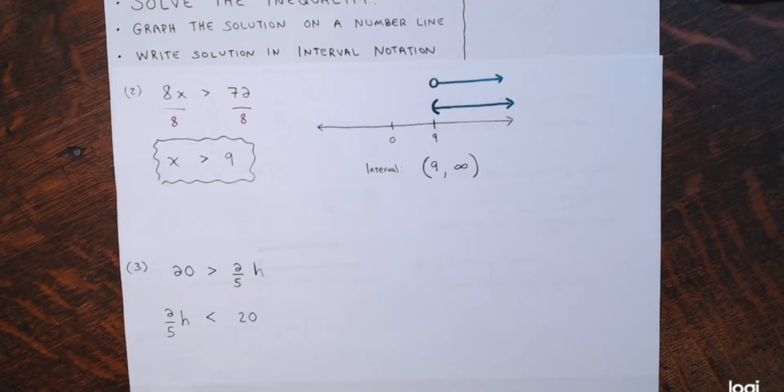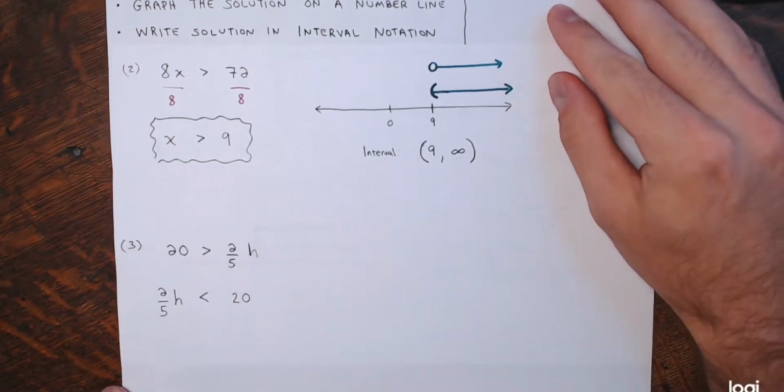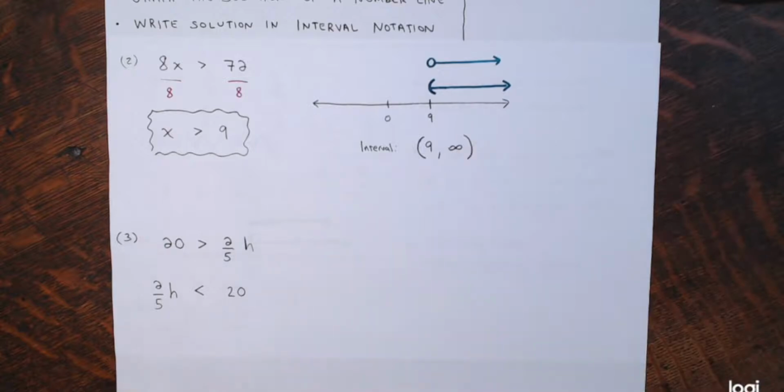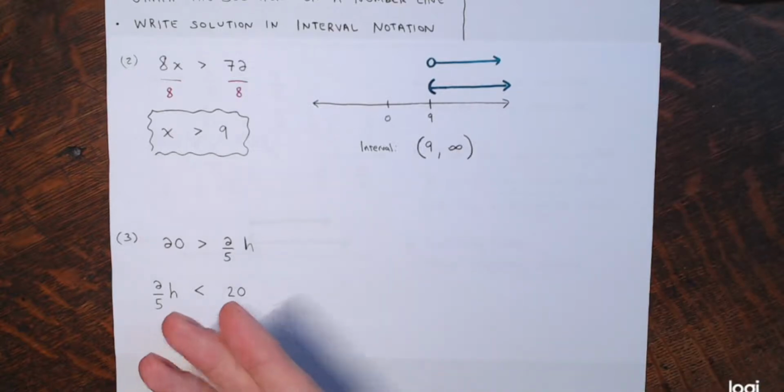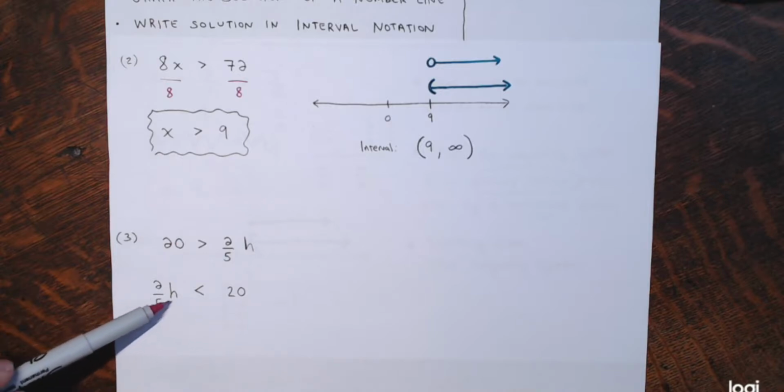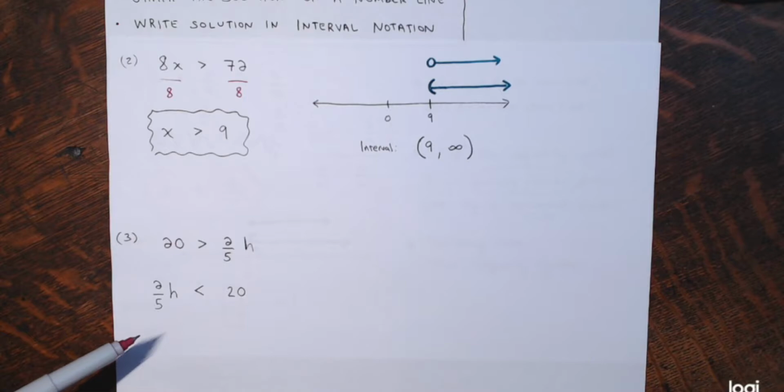All right. So now, I know I said the title of the video is inequalities in one step. You can do this in one step. This is 2/5 times h. To undo multiplication, you do division. But dividing by a fraction is ugly. All right. So remember that division is multiplication by the reciprocal.